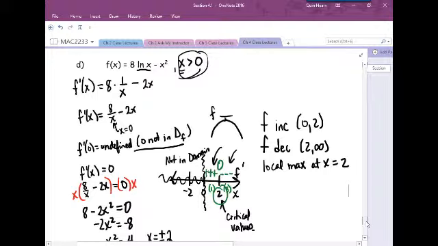Yes, Karina, the reason that x must be greater than 0 is because the original function involves a natural log, and you cannot take the natural log of 0, and you cannot take the natural log of a negative.